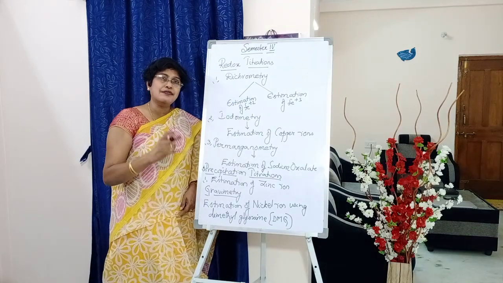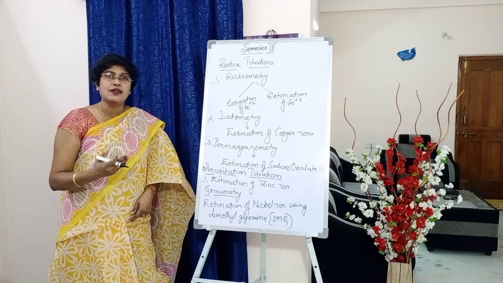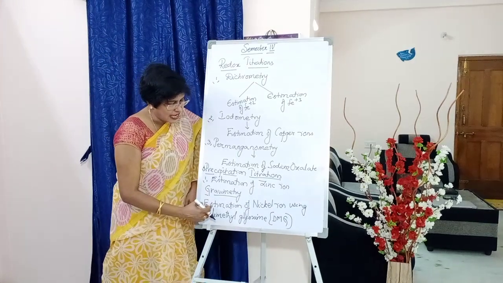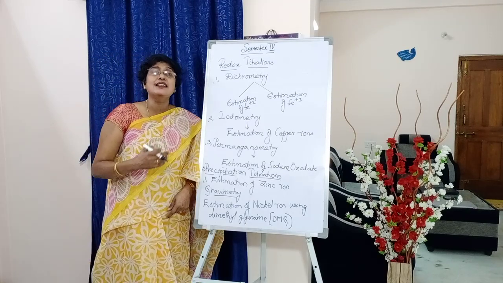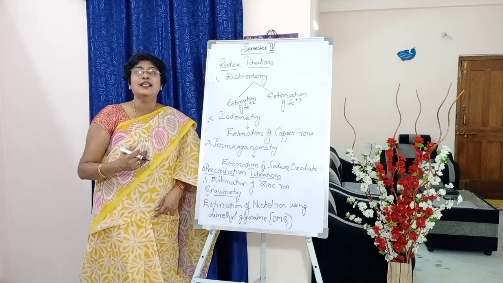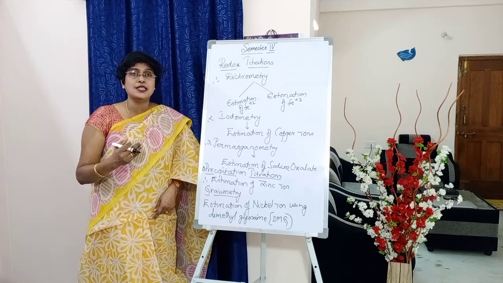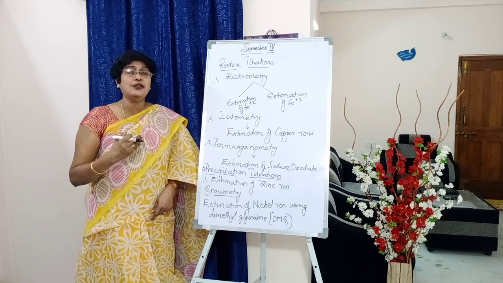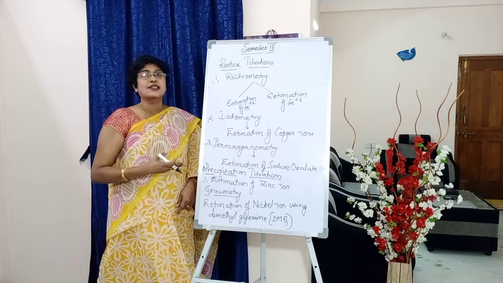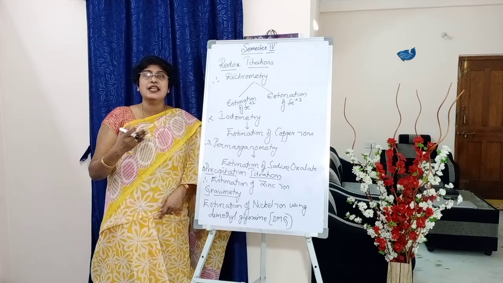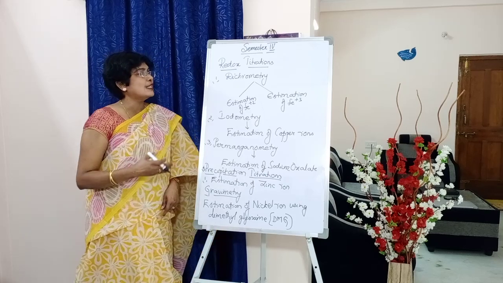I told you in the first class of semester 3 the difference between volumetry and gravimetry also, and under this we have estimation of nickel ions using dimethyl glyoxime, which we call shortly as DMG. Also students, if possible, I have uploaded a video of 1 mark questions on this volumetric analysis. If you can go through, you will find questions based on this also. So these are all the experiments, students.